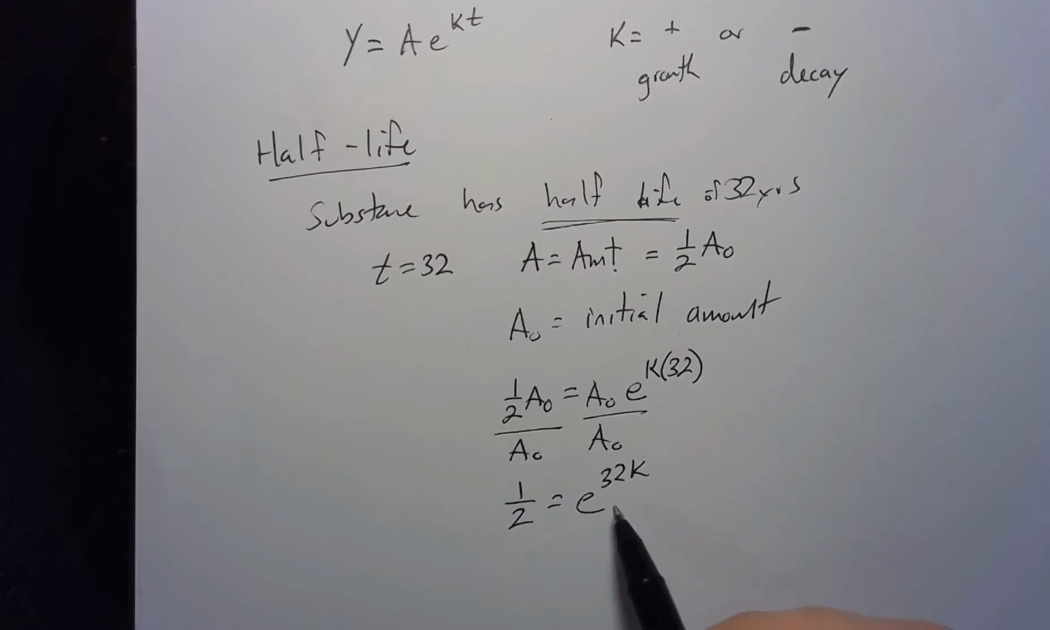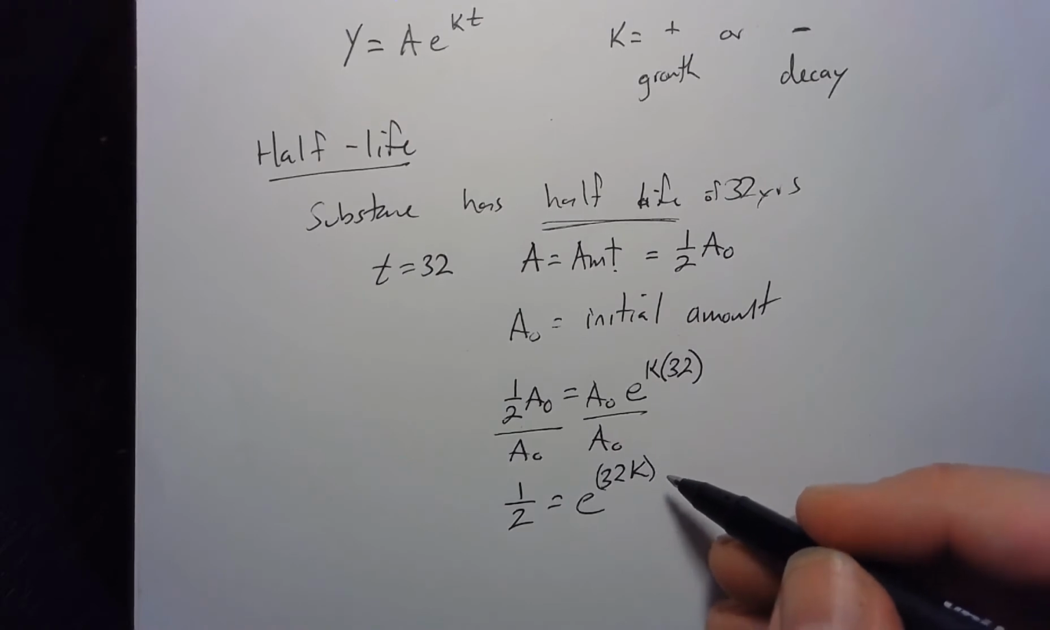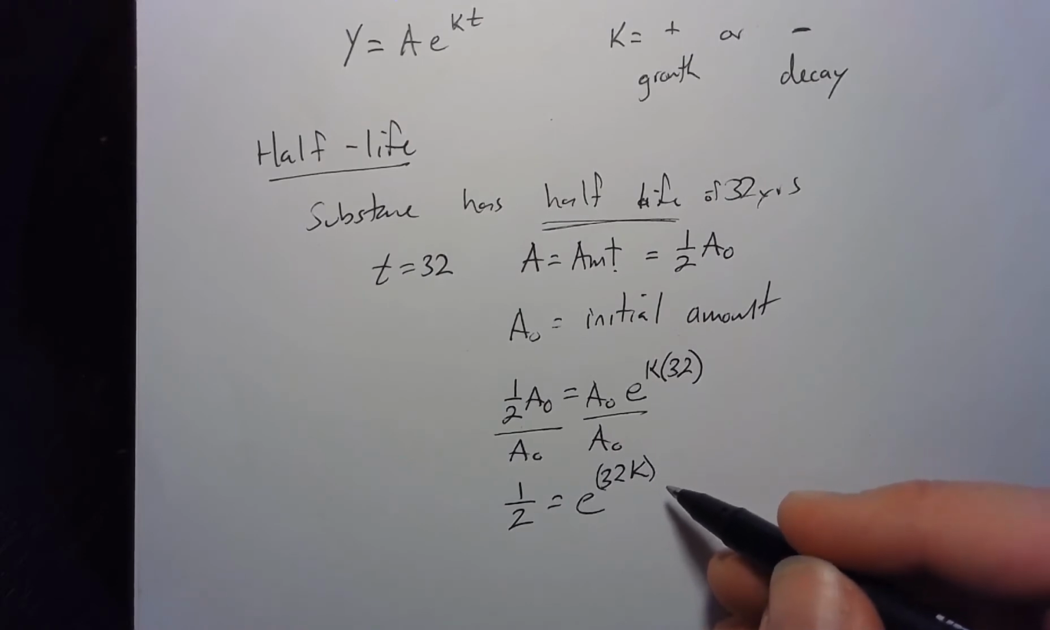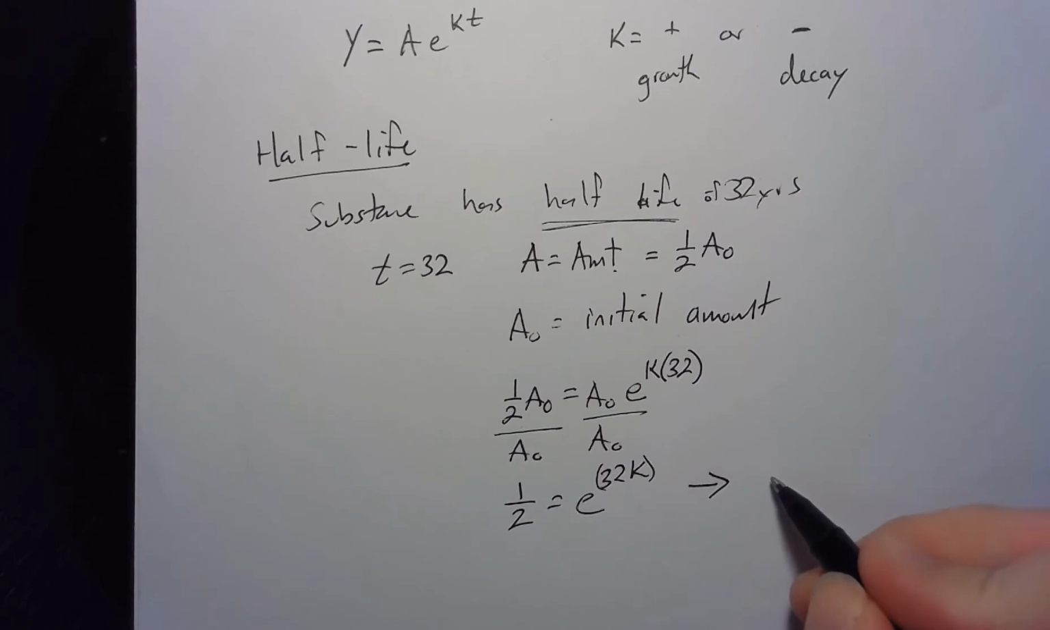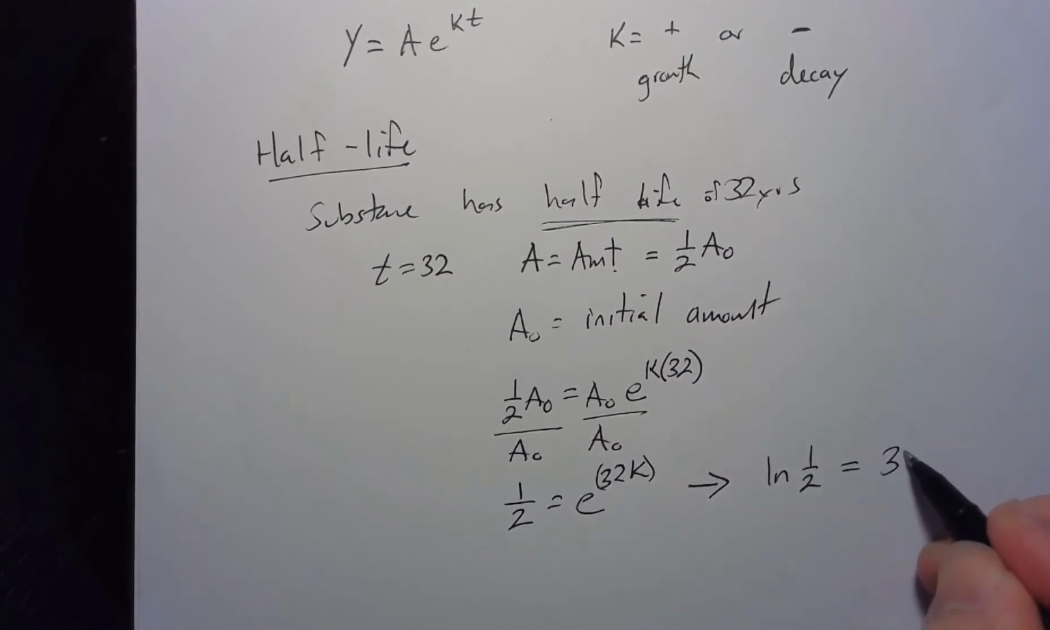equation? Well, if I've got e to the 32 times k and I want to get k out of the exponent, the function that will remove an exponential function and remove the exponent from the exponential function is a logarithmic function. So for me to manipulate this, I'm going to go ahead and just change its form. Or again, I can take the natural log of both sides. So in this case, I'm going to have the natural log of 1/2 is equal to 32k.